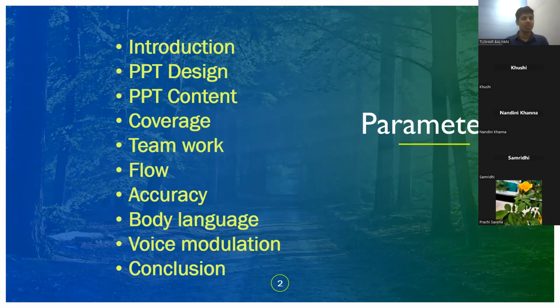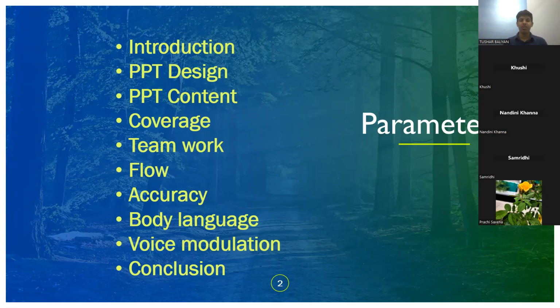Introduction, PPT design, PPT content, coverage, teamwork, flow, accuracy, body language, voice modulation, conclusion. Do not just speak in the same way without any gestures, without any ups and downs in the voice. But it does not have to be too much. Voice modulation does not mean you make it extra or over, so that people already understand it is fake. Do not try to make things fake, so that people feel he or she is just trying to create it. She is not speaking in a natural way.